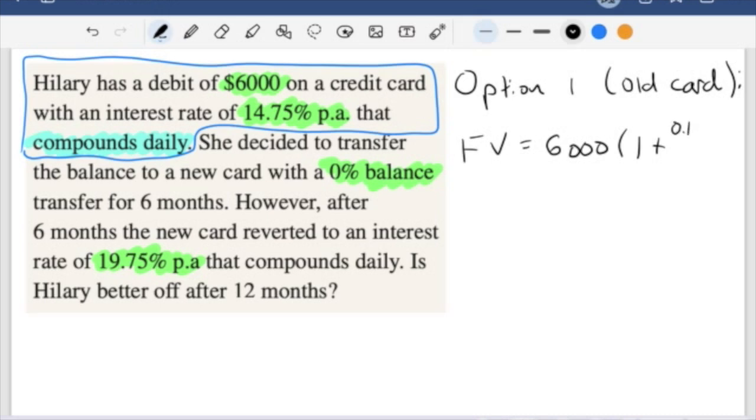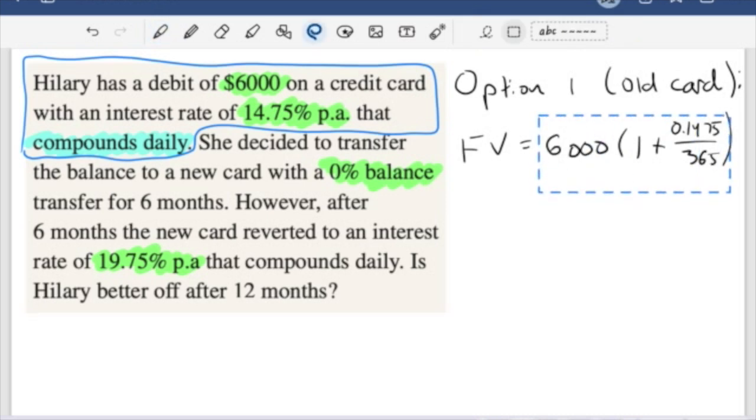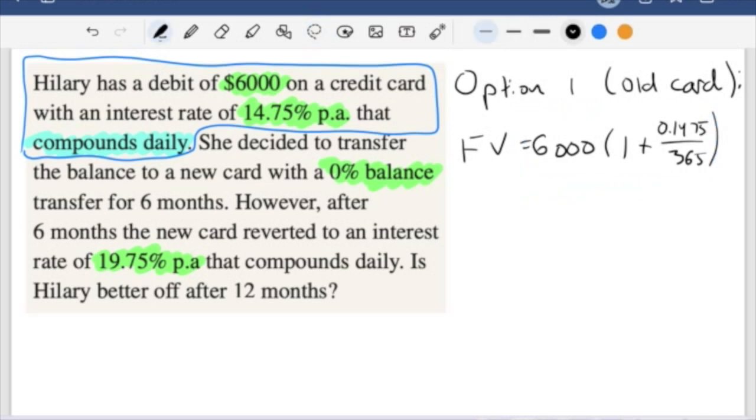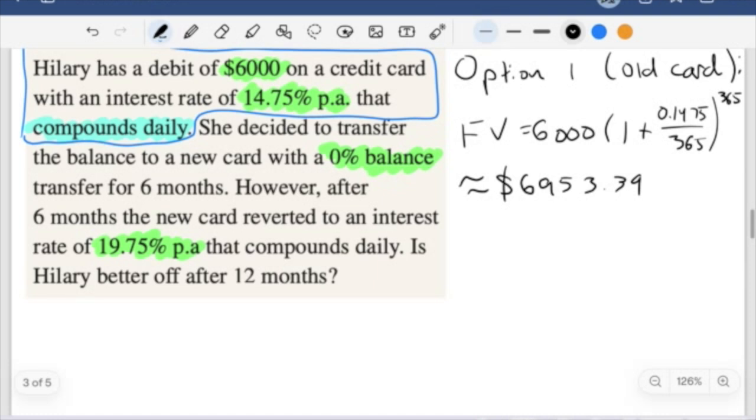I'm going to convert it to a fraction, 1475, and divide this by 365. Under this option, it goes for the entire year. So let me make a little bit more space. And we're going to take this to the power of 365. Why? Because in this first case, we're looking at an entire year, which is 365 days. So this is going to give us approximately, rounded to 2 decimal places, $6,953.39.